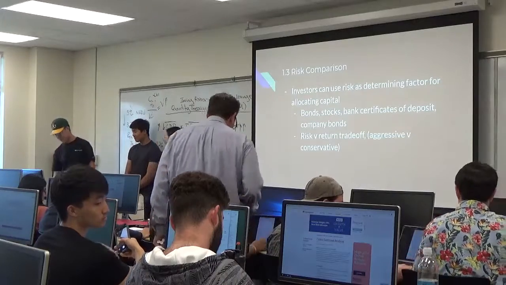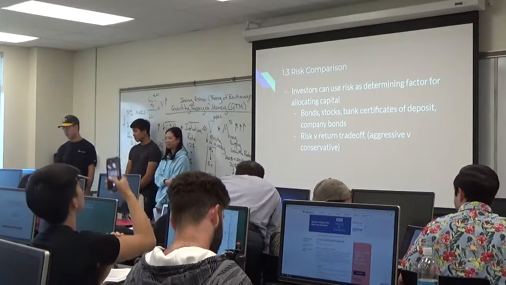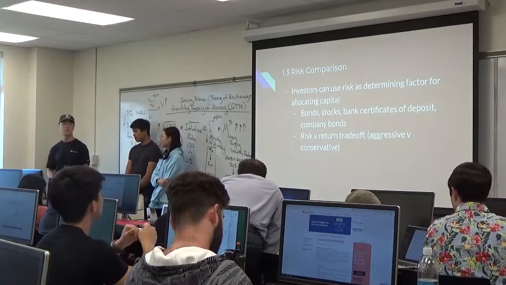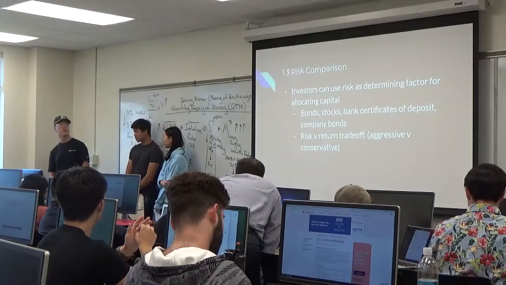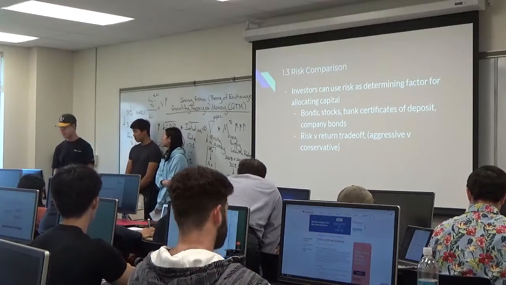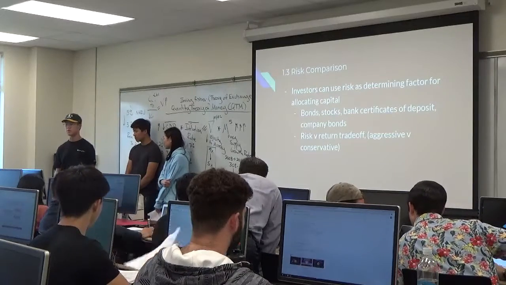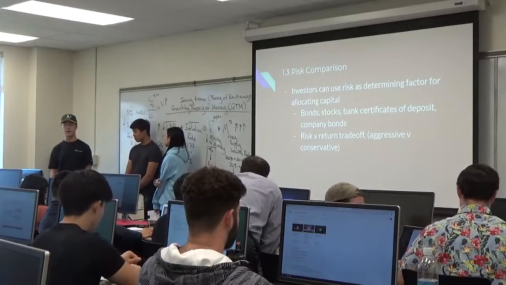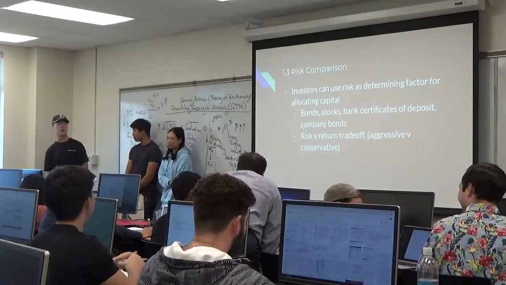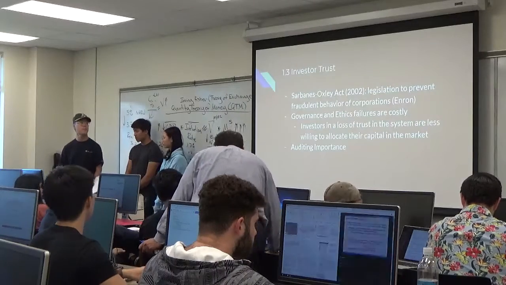And the last thing was risk comparison. Investors can use risk as a determining factor for allocating capital. Of course, there's a bunch of ratios and different analytics that finance people go through each and every day. So you use risk comparison to compare all sorts of securities and calculate your own trade-offs. You have to be either aggressive or conservative with your risk comparison.